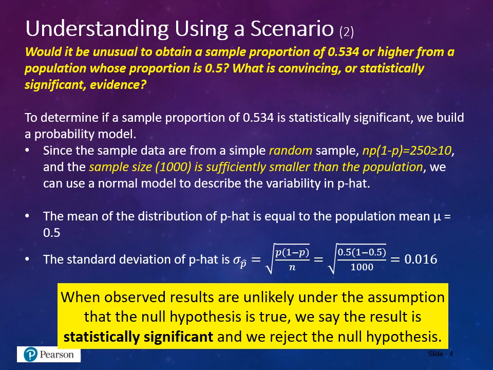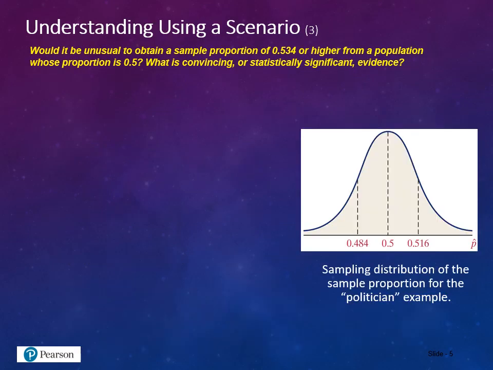And the standard deviation of p̂, σ sub p̂, is the square root of p times 1 minus p, all over our sample size. And here we get 0.016. So we have a mean of 0.5 and a standard deviation of 0.016. Here we can see the sampling distribution of the sample proportion of the politician example. So we have the mean, and then here we have one standard deviation above and below.